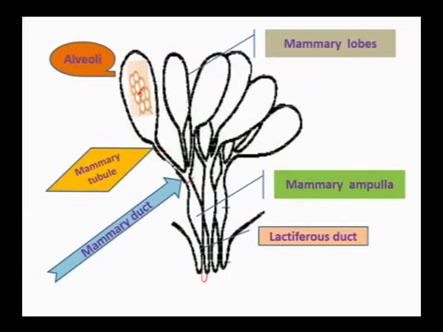Therefore, the flow or ejection of milk during breastfeeding of the child by the mother starts from mammary lobes. In mammary lobes there are milk secreting cells, which we call alveoli cells. The alveoli cells produce milk.